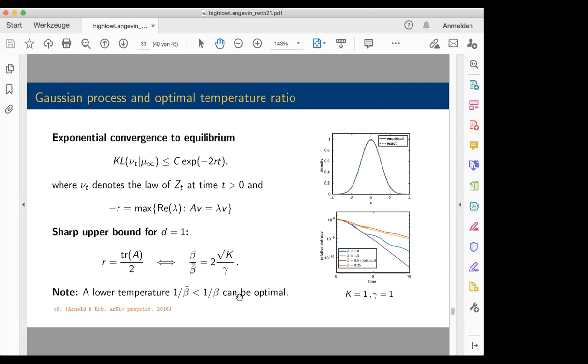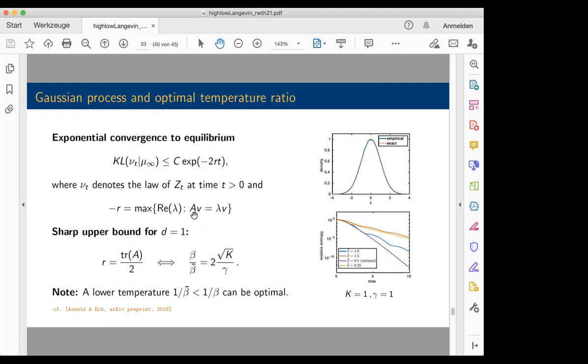And now I can study the convergence to equilibrium quite explicitly, because it has been shown by Anton Arnold and his PhD student that the speed of convergence in relative entropy is again exponential, even for this degenerate system. It's exponential with a rate given by the real part of the principal eigenvalue that is closest to the imaginary axis.